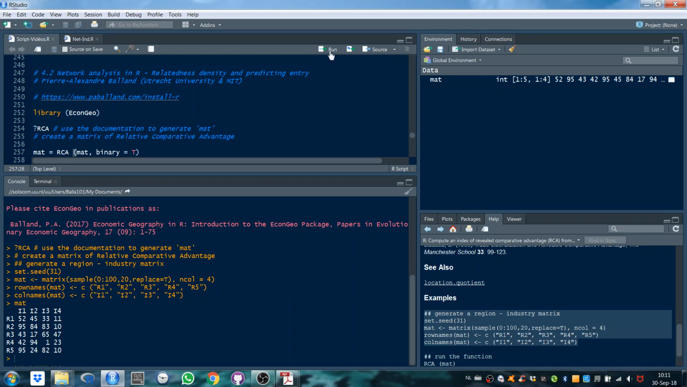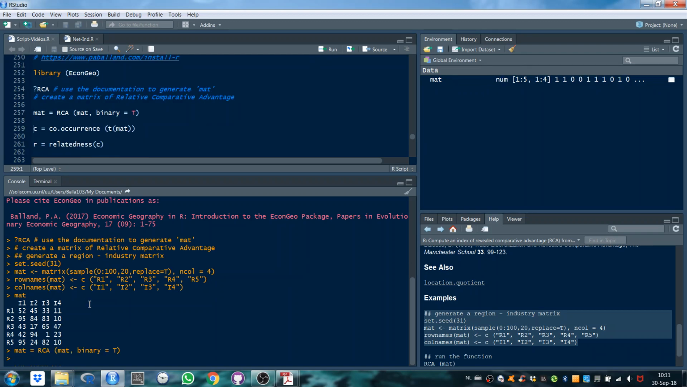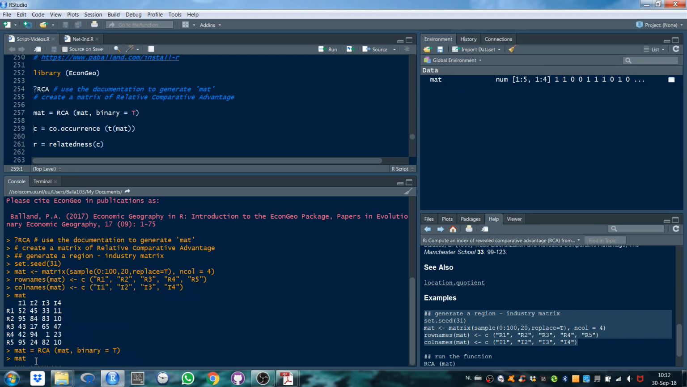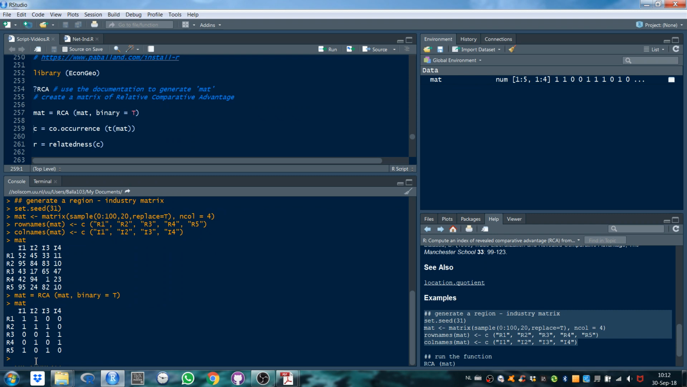So the first step is we're going to compute a matrix of comparative advantage. Instead of having numbers, we want to simplify this economic structure and know whether a specific region has a comparative advantage in a specific industry, meaning producing more than what you would expect based on the size of this region and the size of this industry. So basically it's an indicator of specialization. Is Region 1 specialized in Industry 1 or not? Binary metrics here to make things a little bit easier.